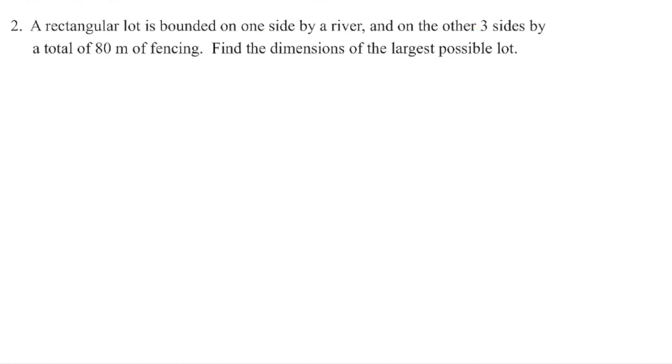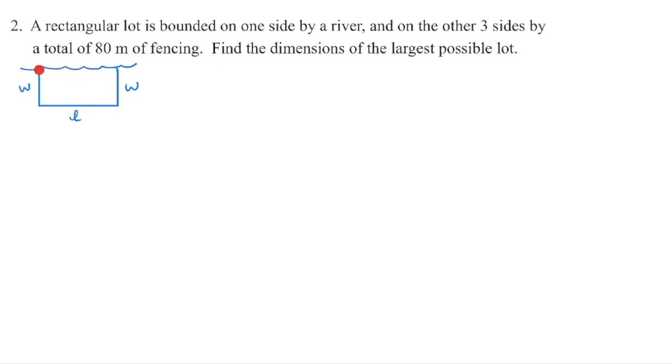In our next question, we're told that we have a rectangular lot. One side of that lot contains a river. The other 3 sides are fenced off with 80 meters of fencing. So anytime we're given a geometric shape, we want to try to draw this out here. So I'm going to draw, this is the river.